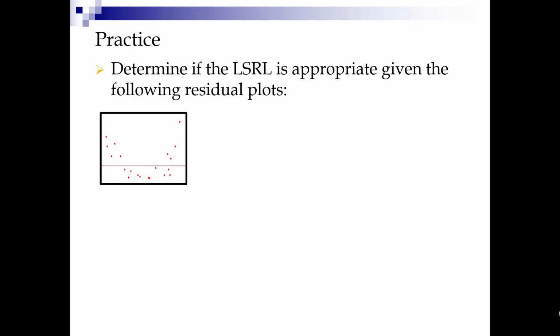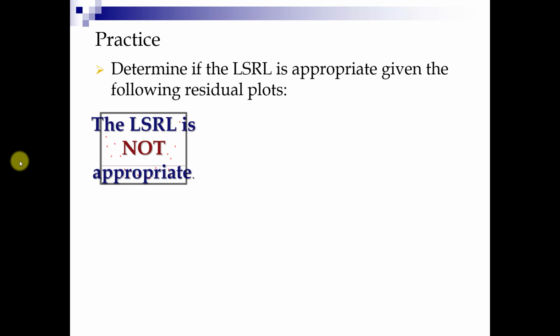If you see something like this, we could see that there is a definite curve. And so this right here has a definite curve, and the least squares regression line would not be appropriate. This data is not linear. This data also has a definite curve, and so we're going to say that the LSRL is not appropriate and the data is not linear.